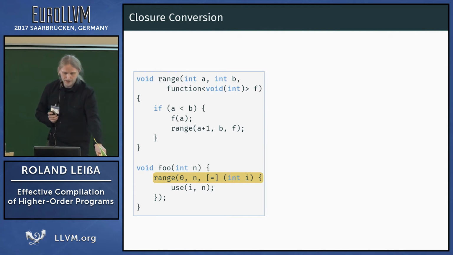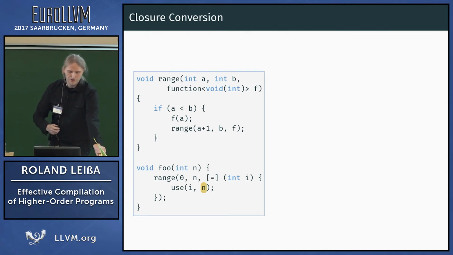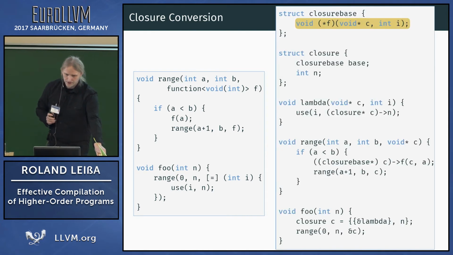Here we have the user of this function range, and we also have a closure here. We are invoking some use, and we are propagating this value n to that. So n is a free variable here. So let's see what Clang is essentially doing.